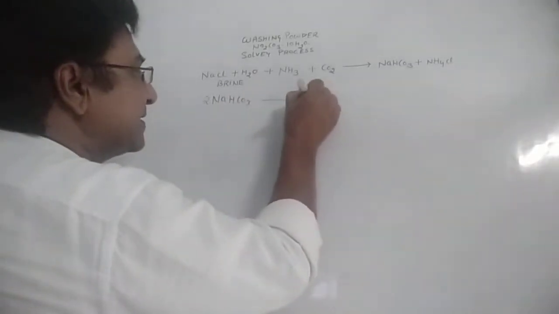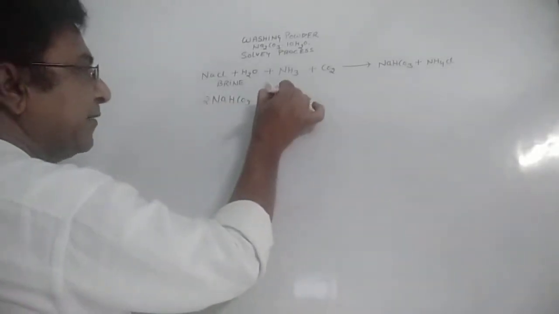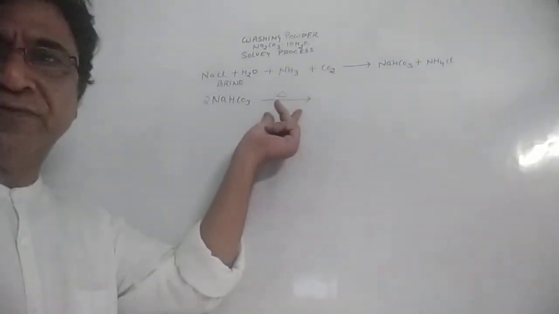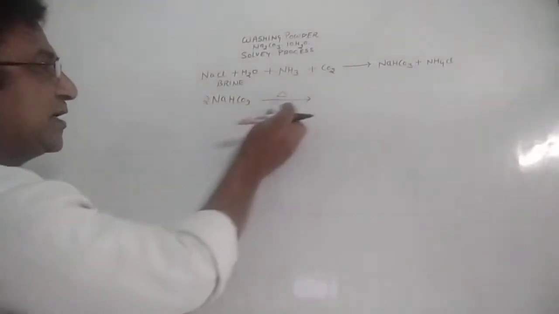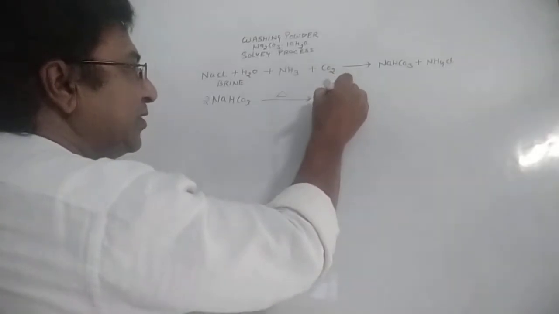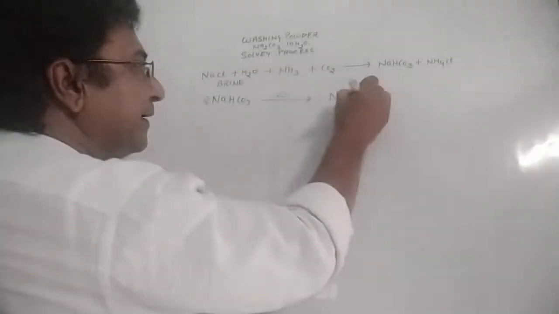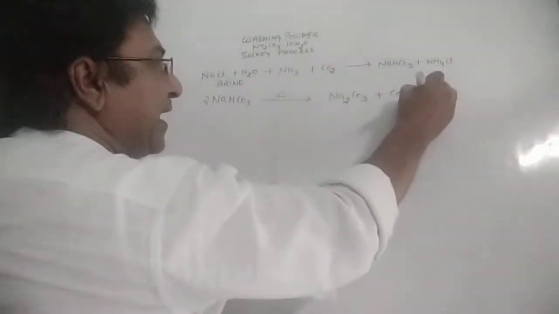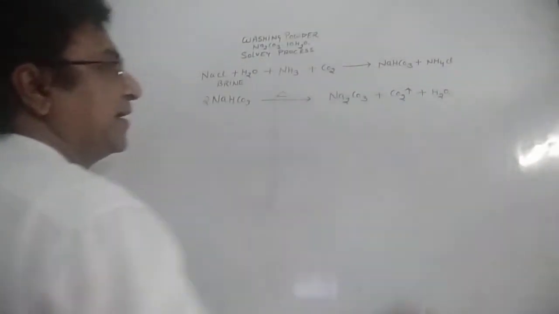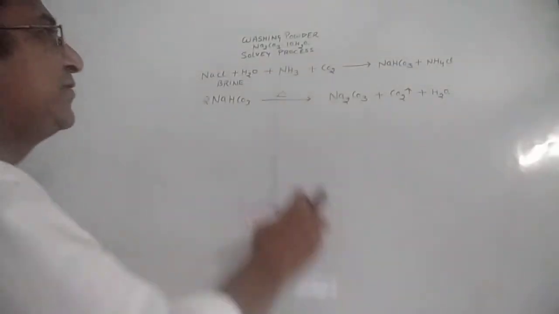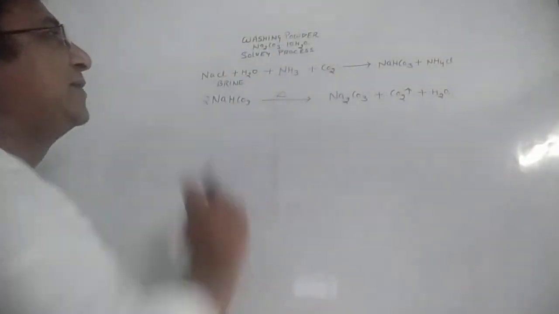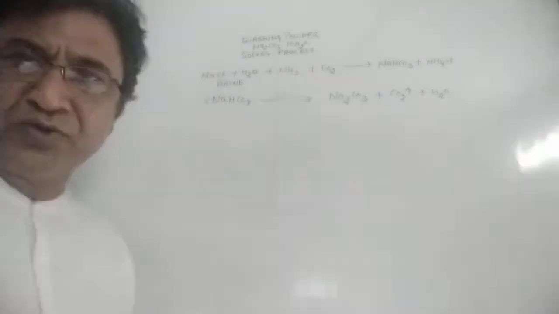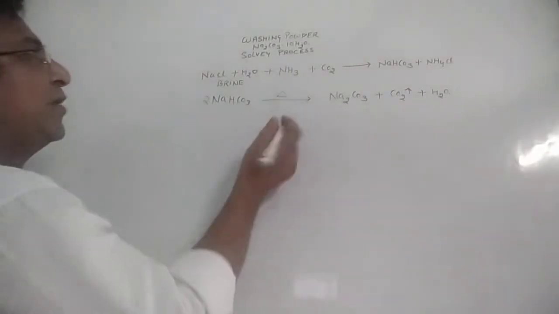We heat this baking soda. Heat is the delta which we have to put over the arrow. So baking soda is heated, then it converts into sodium carbonate, plus CO2 gas comes out and H2O comes out as moisture. So see, what is the formula of the washing powder? That is sodium carbonate. Now sodium carbonate is prepared, but we have to add 10 molecules of water into it. Then it will become washing powder.